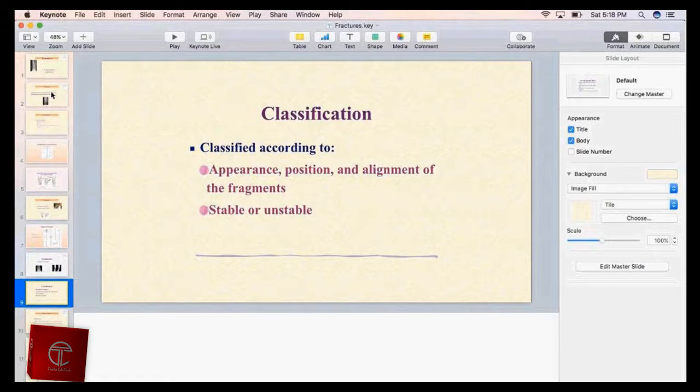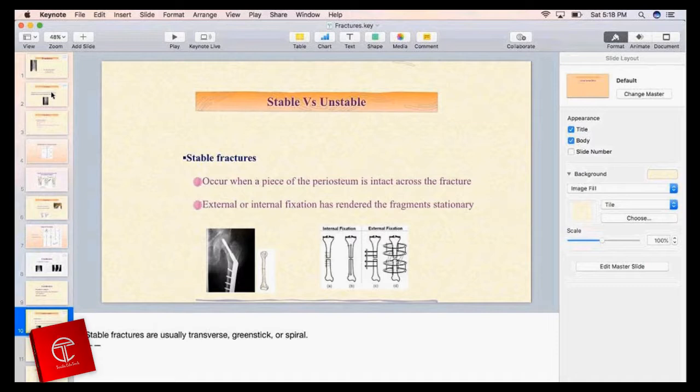And next one is whether the fracture is stable or unstable. A stable fracture occurs when the periosteum is intact across a fracture. So the periosteum can stabilize the fracture, particularly in children. Stable fractures can be, as we discussed, an impacted fracture, or a transverse fracture can become stable. So even small physiological muscle pulling or muscle action cannot displace these kinds of stable fracture.